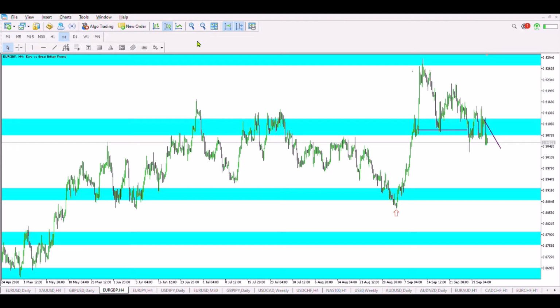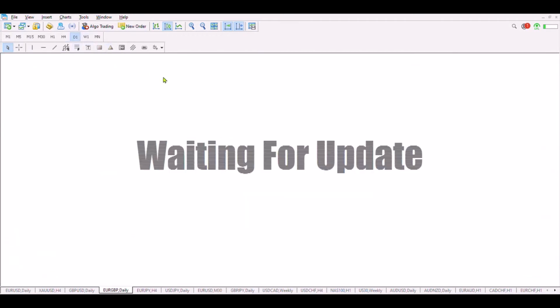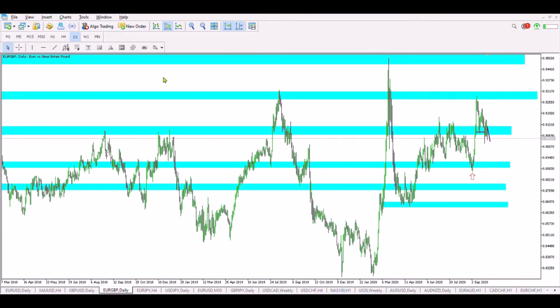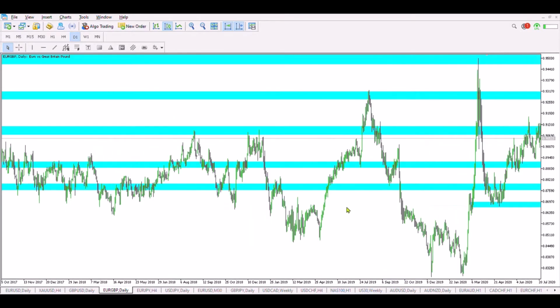Okay guys, right here in front of you, you see the Euro GBP 4-hour chart, but these are the support and resistance levels on the daily. I have marked them on the daily, and as you can see, this is how they actually look.